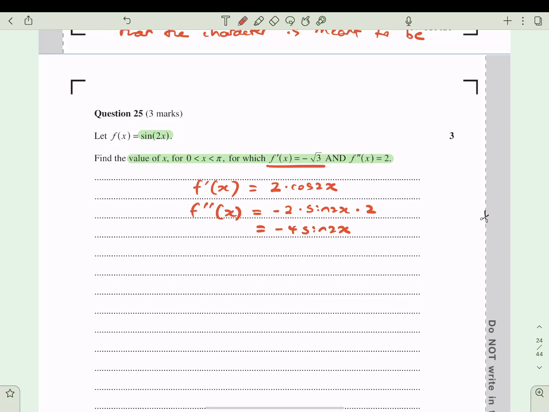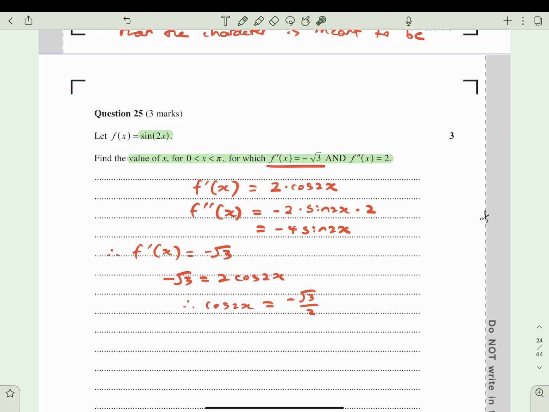Now let's look at the information they give. So f'(x) is equal to negative root 3. We now know what f'(x) is. So negative root 3 is equal to 2 cosine 2x. Therefore, cosine 2x is equal to negative square root 3 on 2.